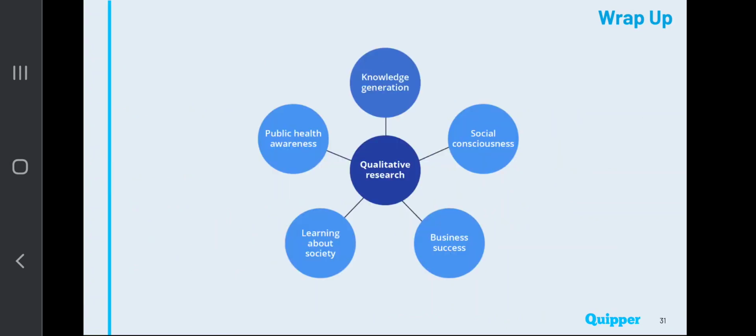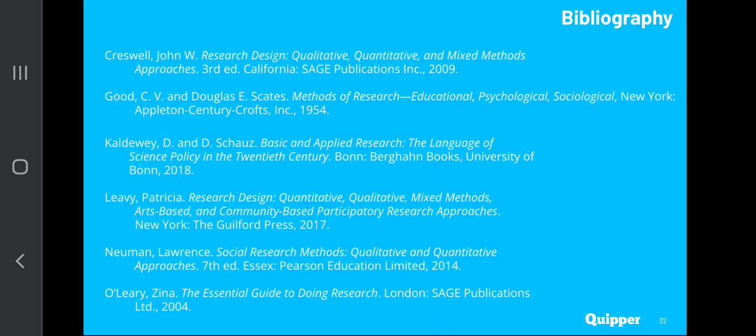So here are the different fields wherein qualitative research is most useful. We have knowledge generation, social consciousness, business success, learning about society, and public health awareness. All of these concepts, all of these topics are being studied using qualitative research.